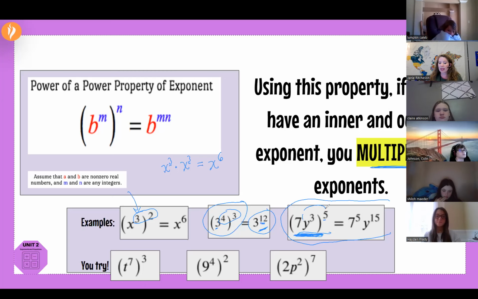So we're going to multiply that 1 by 5. That's why part of the answer is 7 to the 5th power. And we have to multiply 5 times 3, and that's where we get y to the 15th power. I can't tell you how many times people forget that 1 and say the answer is 7 times y to the 15th. And that is wrong, you guys. That is wrong.